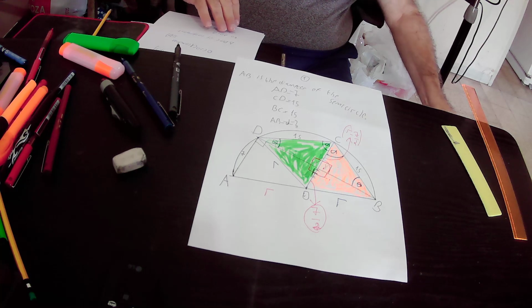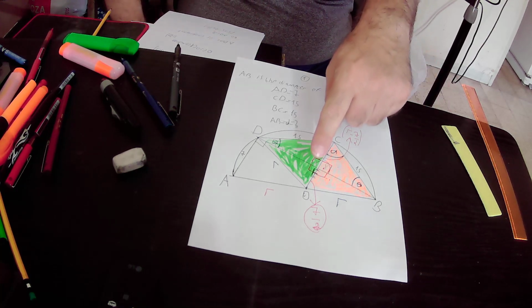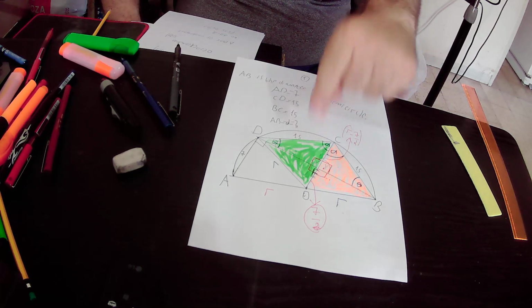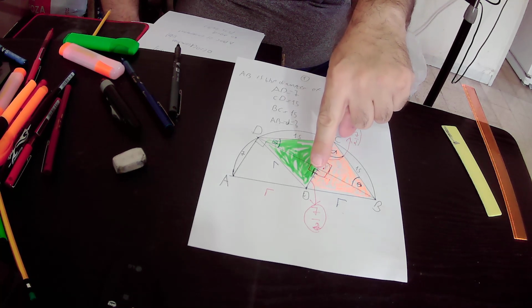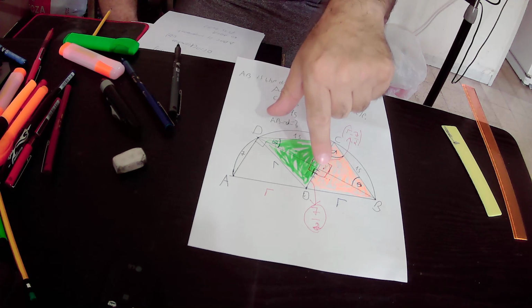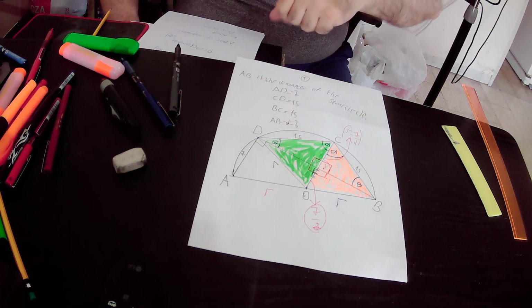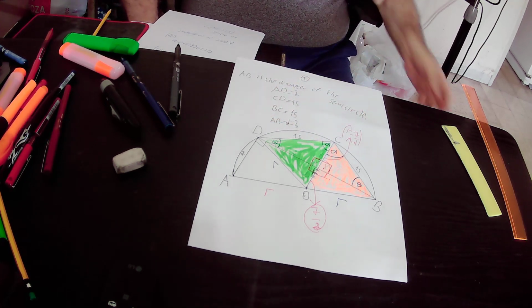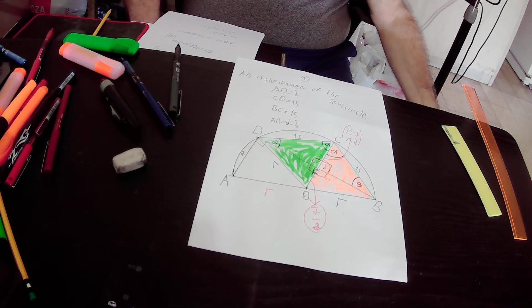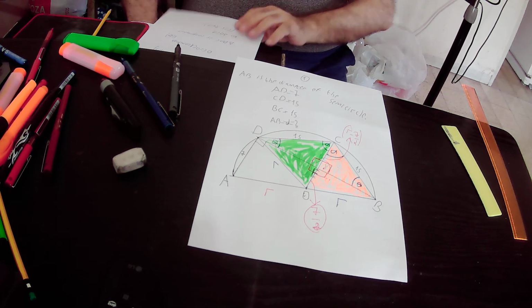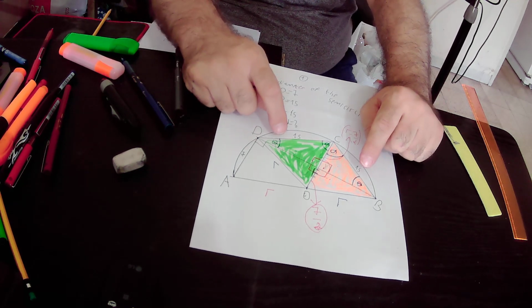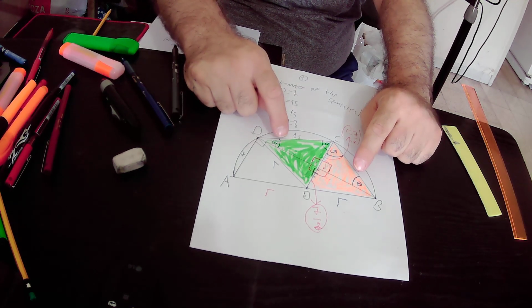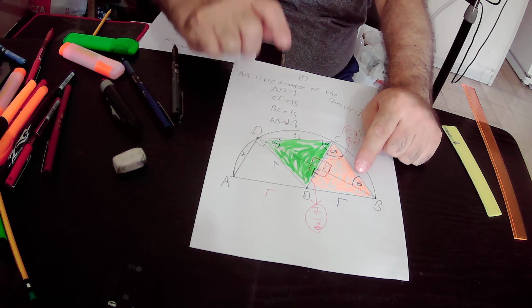Then we define point O as the center of this semicircle. Then we connected points O and C by a straight line, and we also connected points O and D by a straight line. In the next step, we focused on the green triangle and on the orange triangle.